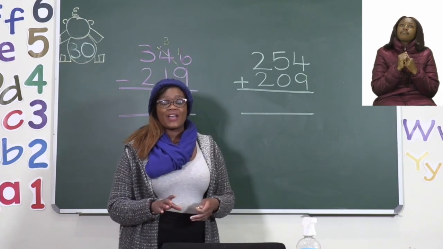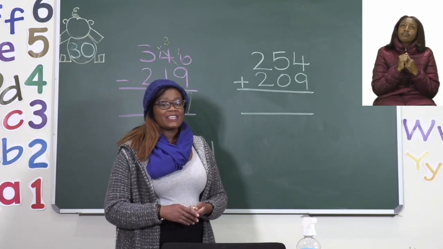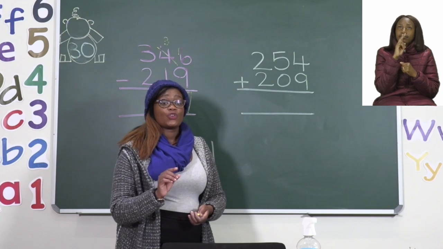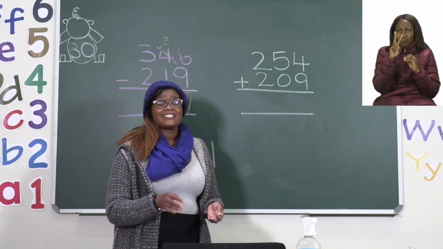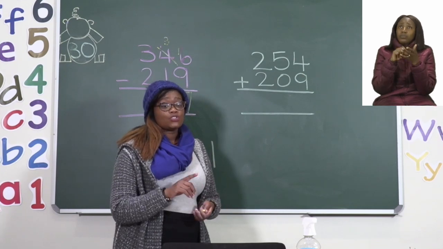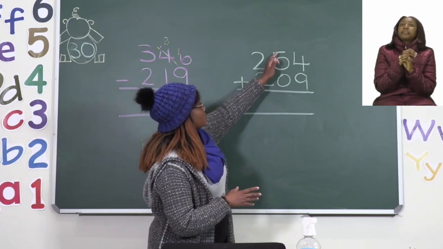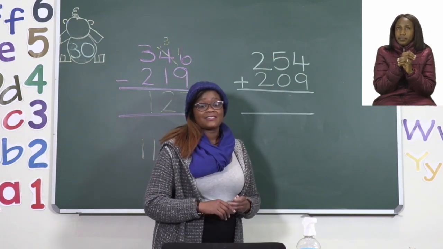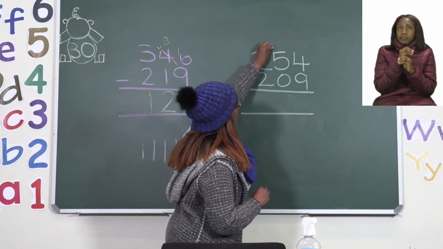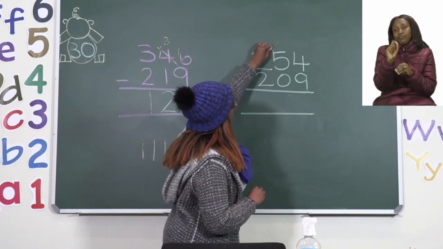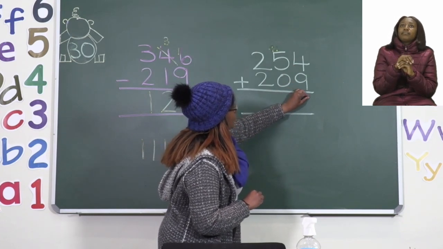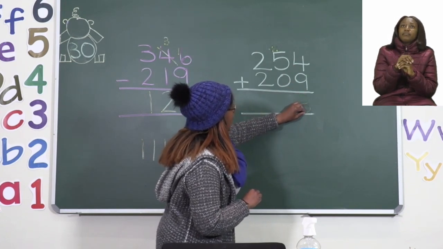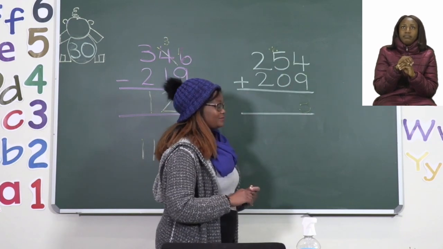Now if we have 4 and then we add 9, we know that we have 13. But 13, my dear friends, is a double-digit number. So we need to ask Mr. Tens to take one of the digits. So he will take the 1. So we say plus 1. And then we take our 3 and put it where it's supposed to sit underneath the 4 and the 9.